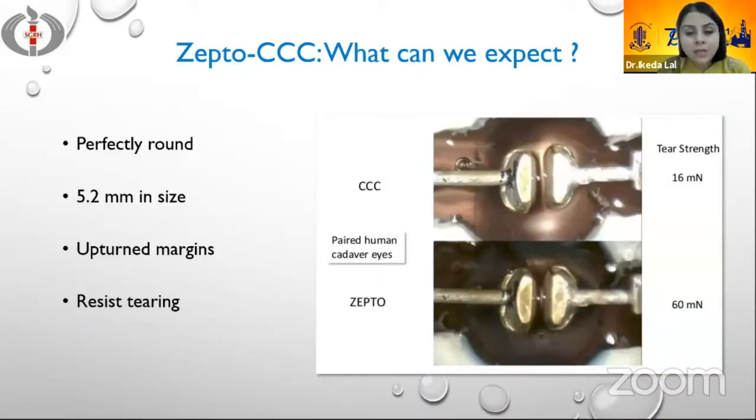What can we expect with this device? A perfectly round 5.2 millimeter rhexis with upturned margins which resist tearing. In cadaveric eyes, it has been demonstrated that the capsular rhexis that we attain with Zepto is actually stronger than manual and femtosecond laser, and it resists tearing a little bit more.